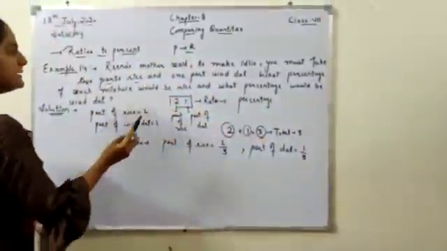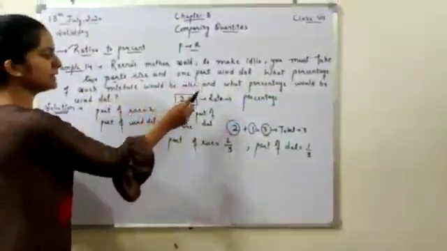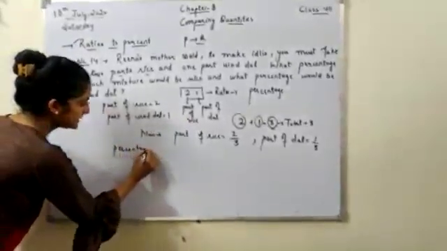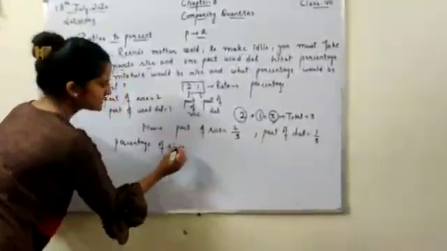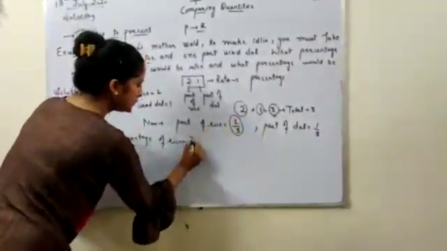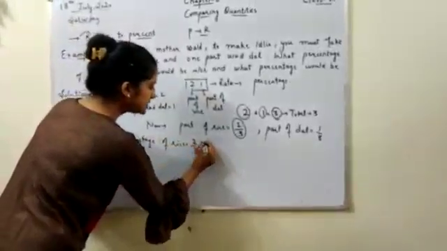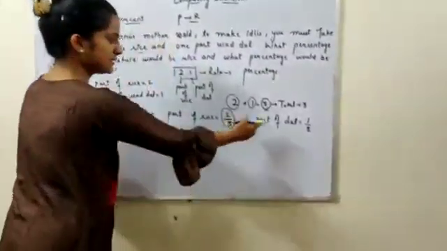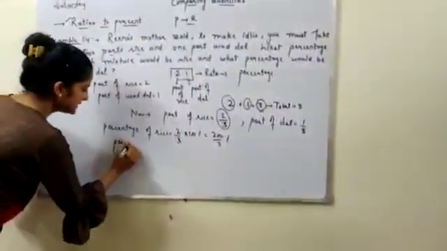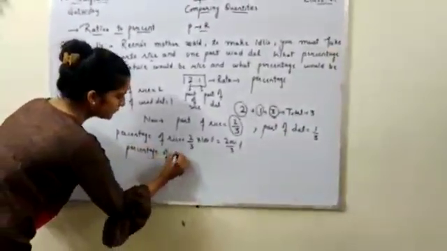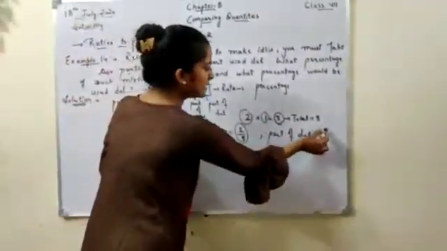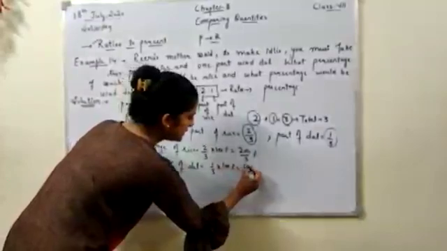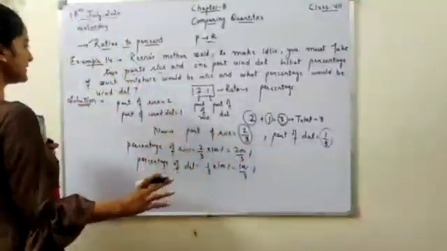So next what we have to find? What percentage of such mixture would be? Now we have to find the percentage. So percentage of rice. See, what is the part of rice? 2/3. Now we want to find its percentage, so multiply it with 100. So answer is 200/3%. Next, percentage of dal. What is the part of dal? It's 1/3 into 100. So 100/3%.